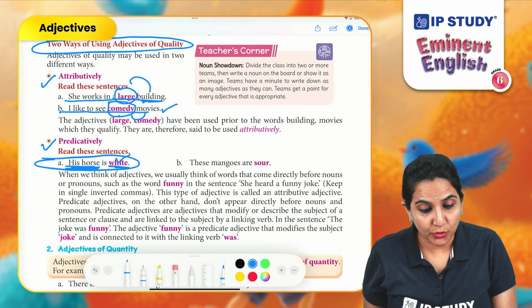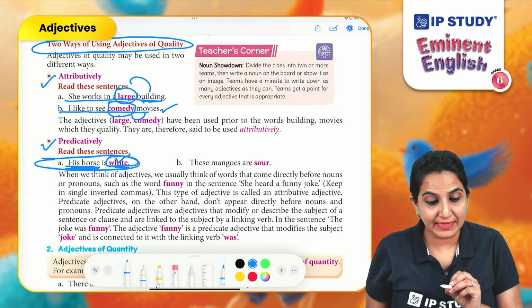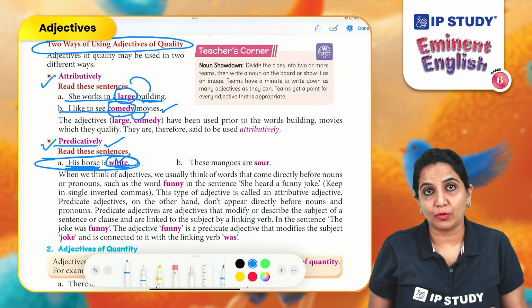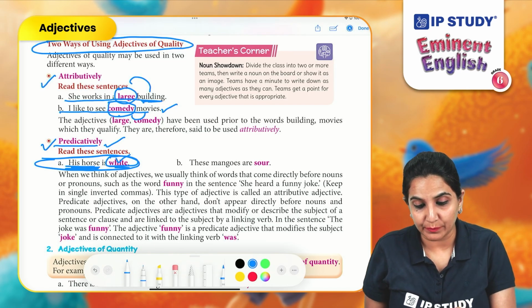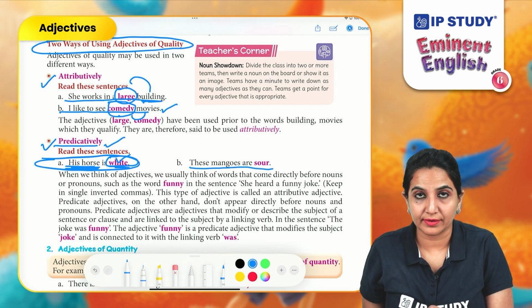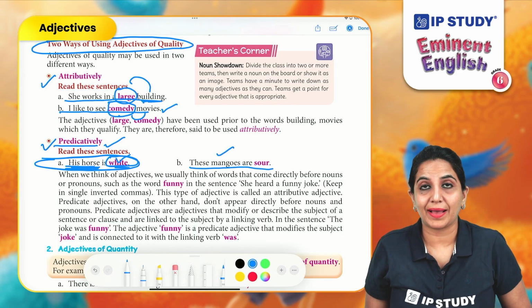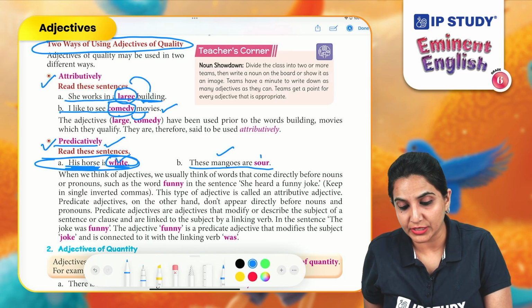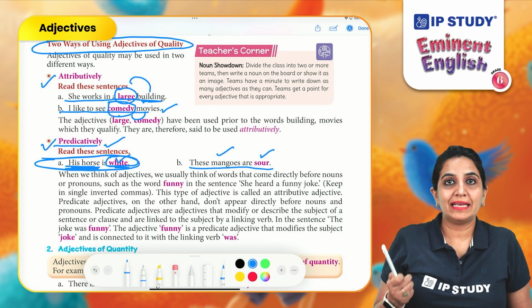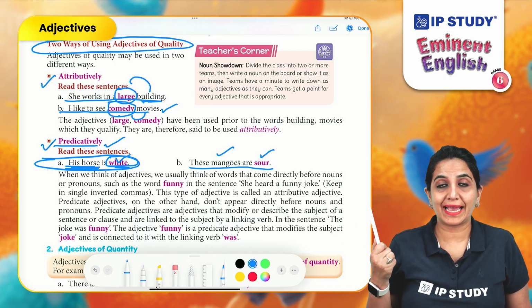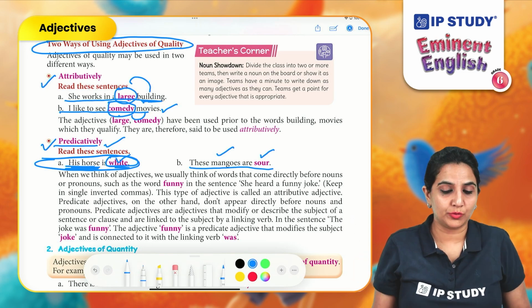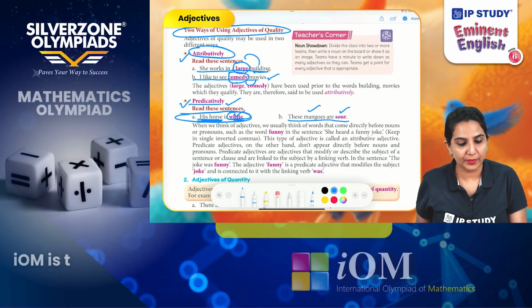Hence, when we use adjectives after the nouns, that way is called predicatively, and also remember that they modify the subjects. For example, these mangoes are sour. Again, we're talking about mangoes. Mangoes, this is the subject as well. They are sour. Sour is an adjective which is used after the noun. That means this is the way of using adjective of quality predicatively. So there are two ways we can use: attributively and predicatively.